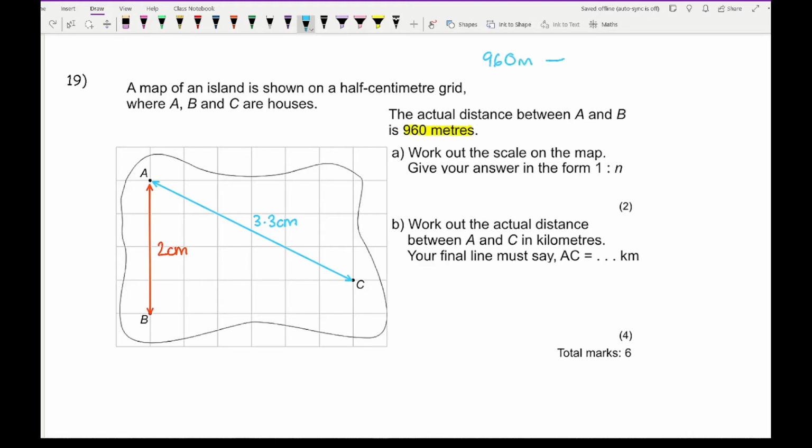960 meters into centimeters. I do that by multiplying by 100. So that's then going to give me 96,000 centimeters. Now what I then need to do is divide that by the distance on the map, which is 2 centimeters. So if I divide that by 2, I get an answer of 48,000. So here the scale is going to be 1 to 48,000.